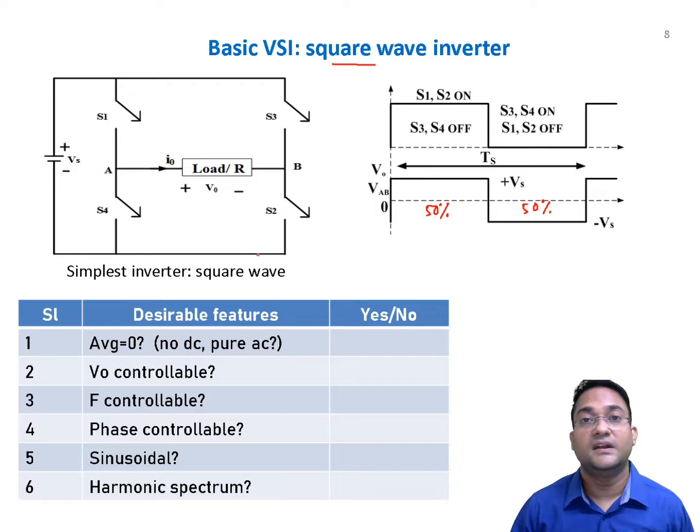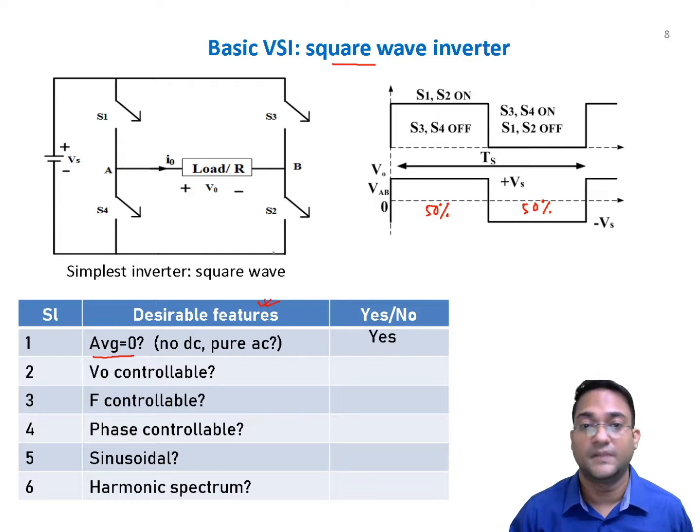Now you remember I discussed some desirable features for a DC to AC converter. So let's try to understand whether this kind of inverter with the square wave switching scheme is good enough to serve those desirable features. The first desirable feature, if you remember, was that our average output voltage or current was required to be 0. So in this case you see it is going to be 0. So we'll say this desired objective is met.